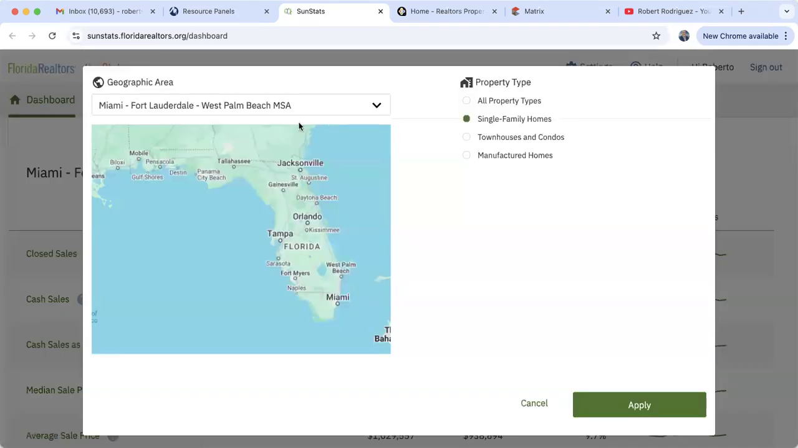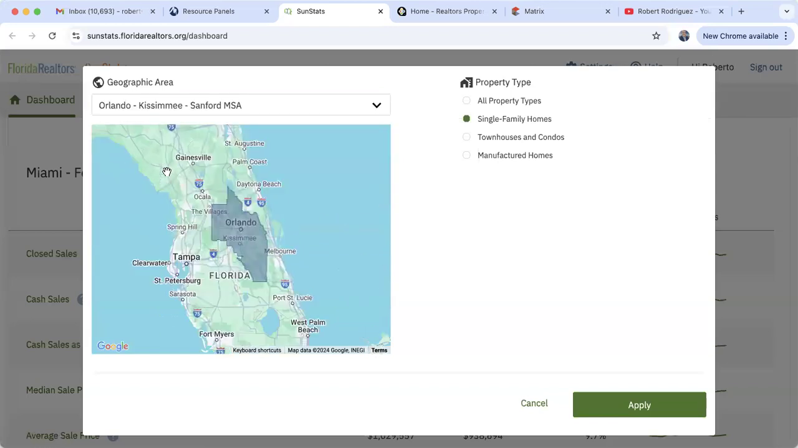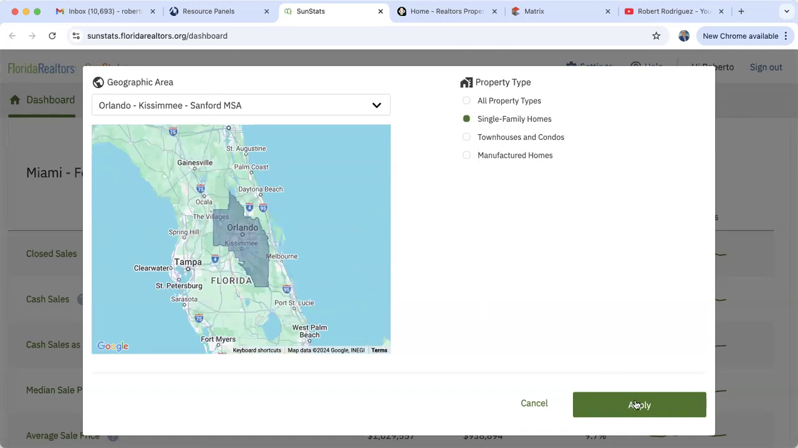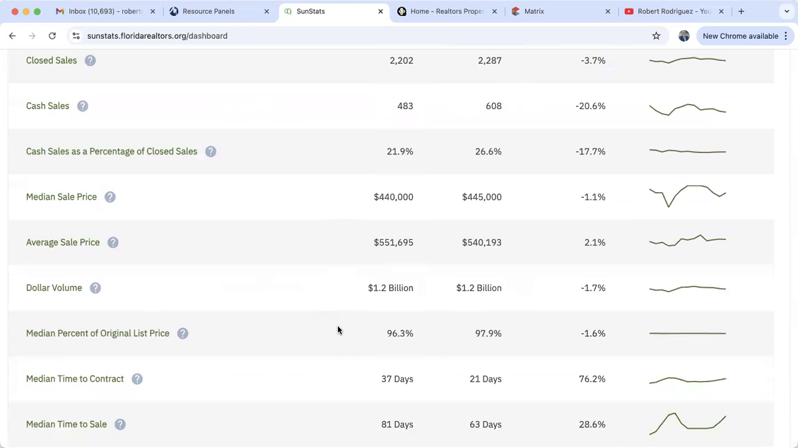Let's say you wanted to go to the Orlando area. We can go ahead and put in here Orlando, and you can go straight to the city of Orlando, or you can do all of Orlando, Kissimmee, and Sanford. So let's go to this entire area right here, run the same reports, and see what Orlando is doing. So the median sales price for a property in Orlando is lower. It's 440,000. Our area was right around 635. So it's lower in Orlando. The average sales price is also lower at 551.